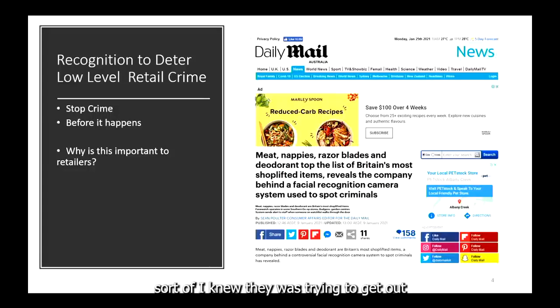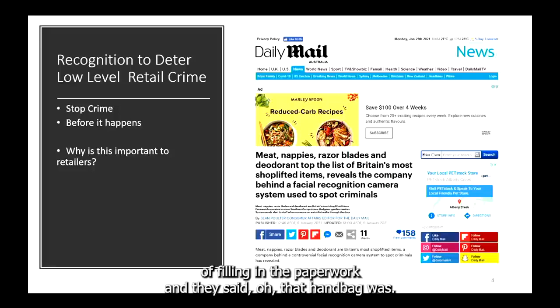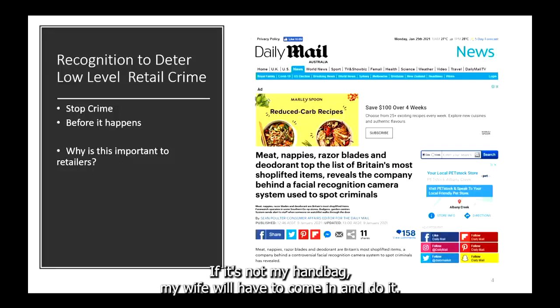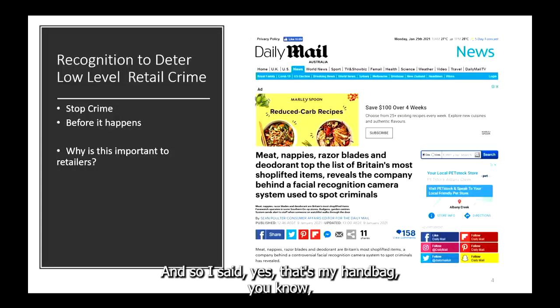I knew they were trying to get out of filling in the paperwork, and they said, oh, that handbag, was that yours, sir? I know what they're going to say. If it's not my handbag, my wife will have to come in and do it, and I've spent weeks trying to get this report done. So I said, yes, that's my handbag, because otherwise they wouldn't fill the form in.